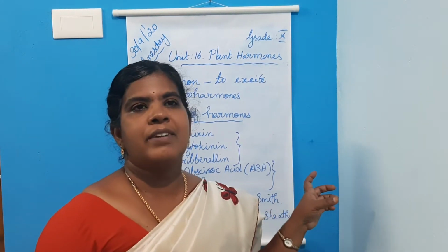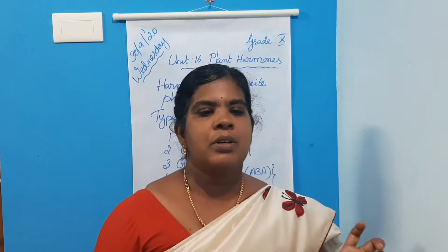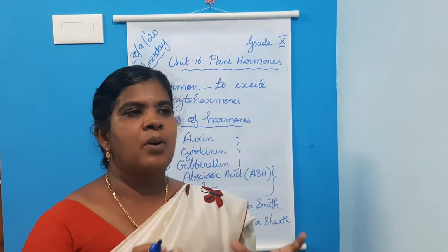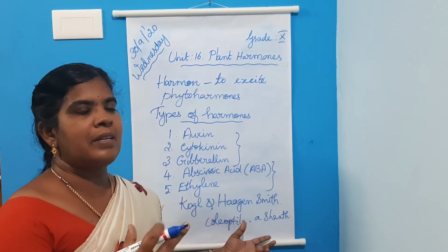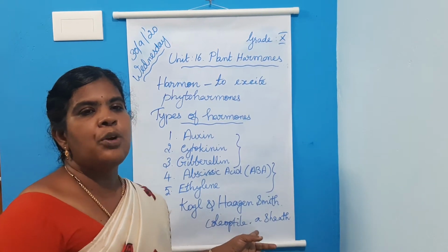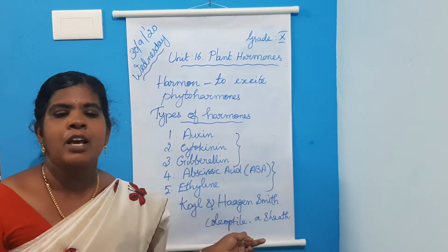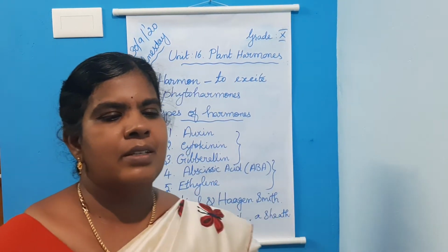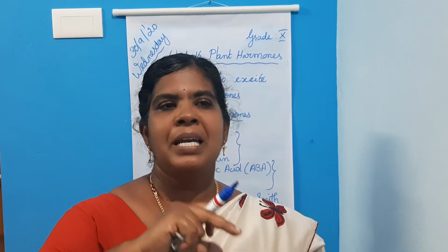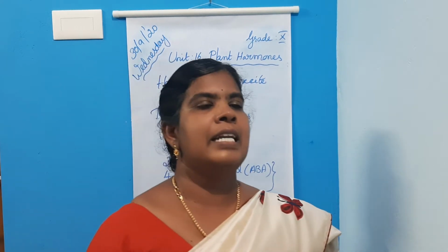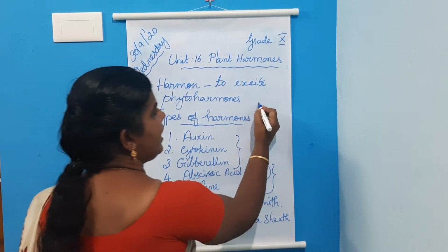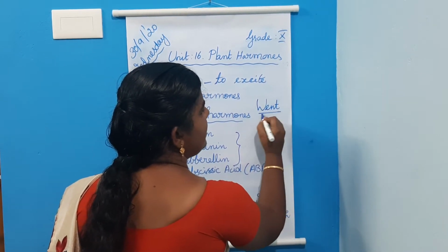So Charles Darwin observed unilateral growth and curvature in the canary grass, a type of grass, in the coleoptile. Coleoptile is a sheath protecting the young shoot. Then he came to the conclusion that something is produced by the shoot tip, and it migrates to the basal region, and that influence was later named auxin by Went.